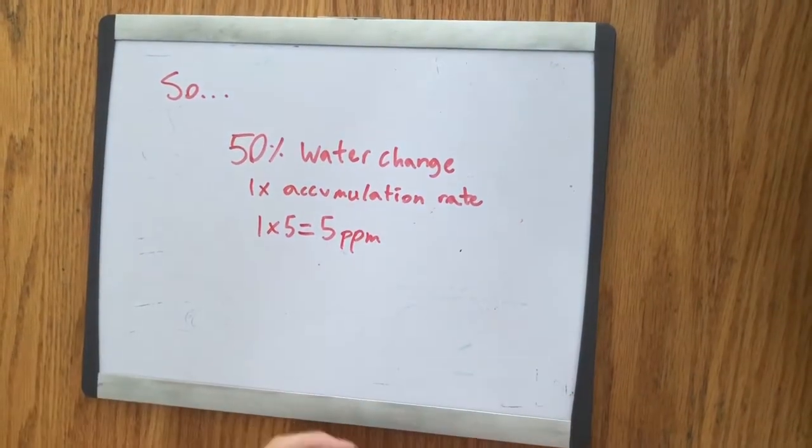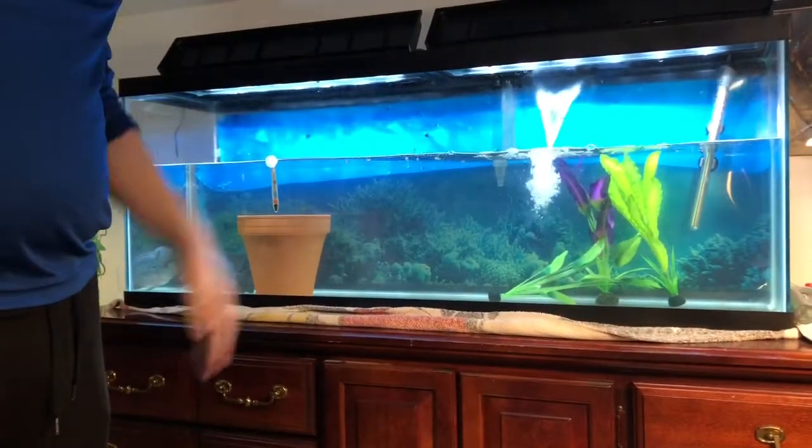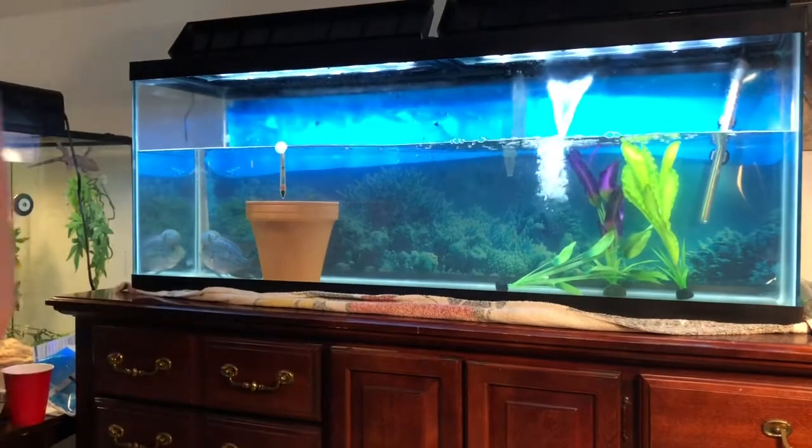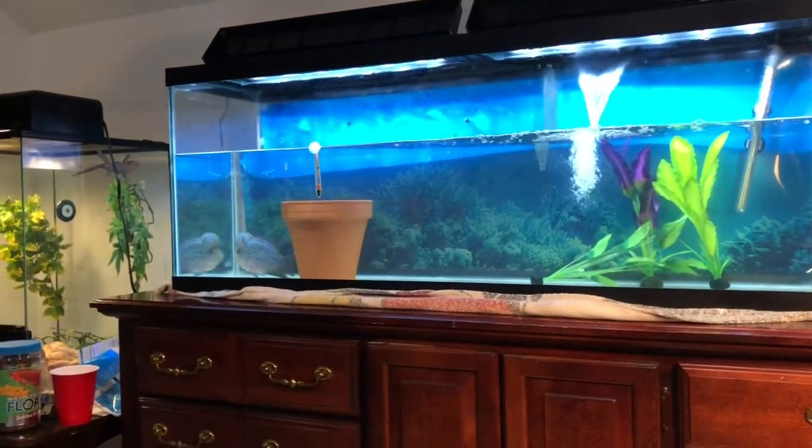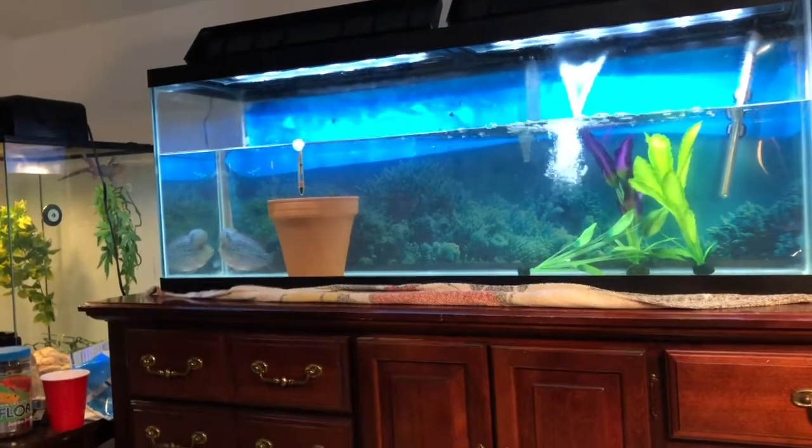The only thing is 50% of water is a lot of water to be changing. So what I do is 30%, 33%. It keeps it manageable. It keeps the nitrates low enough, saves the water. It's good on the fish.